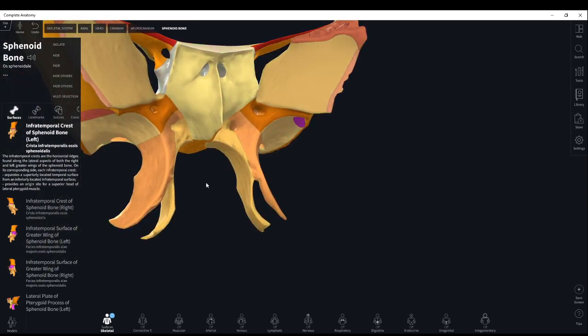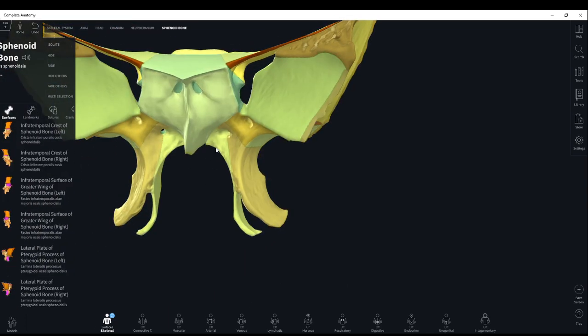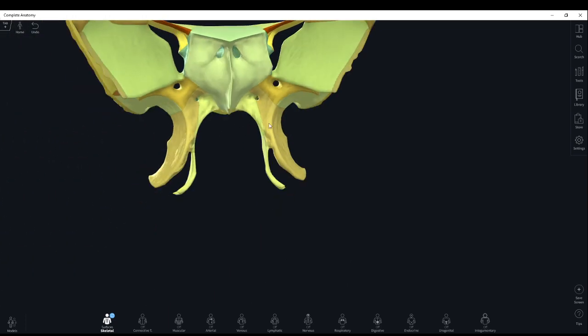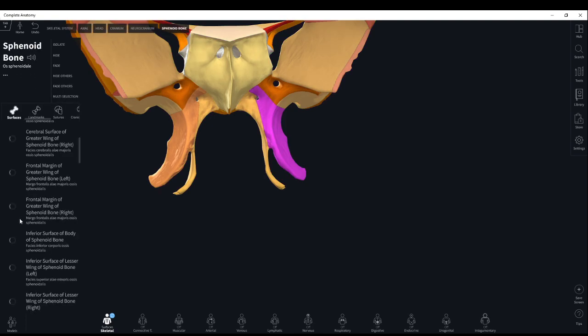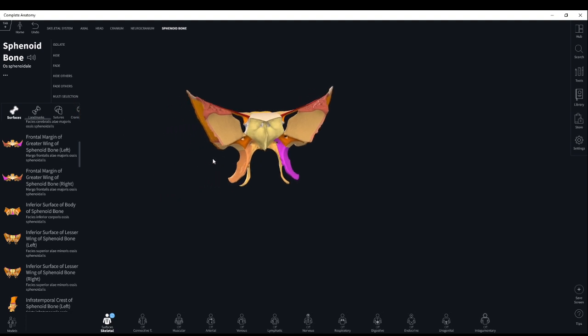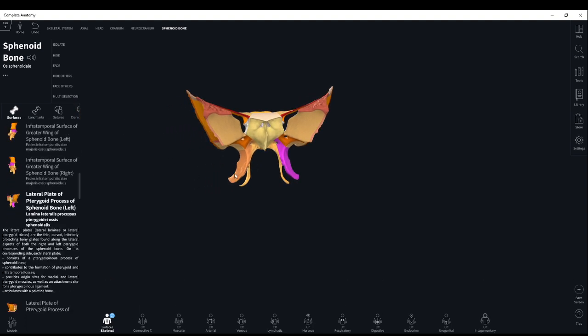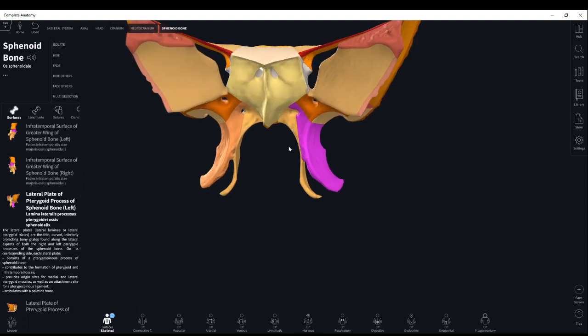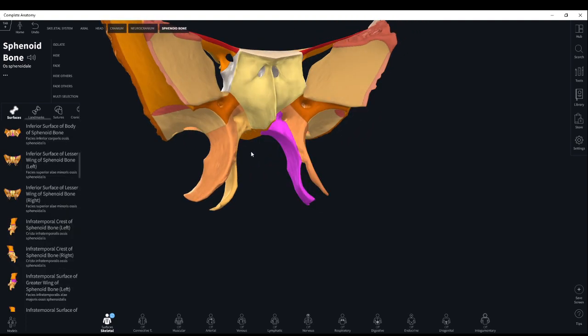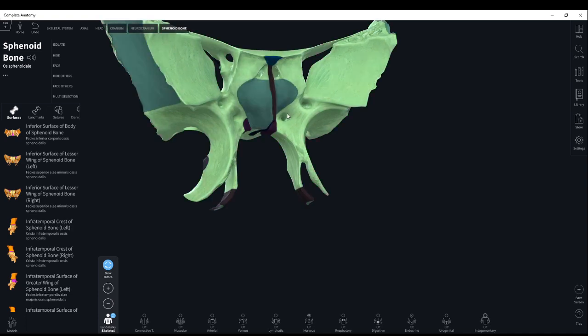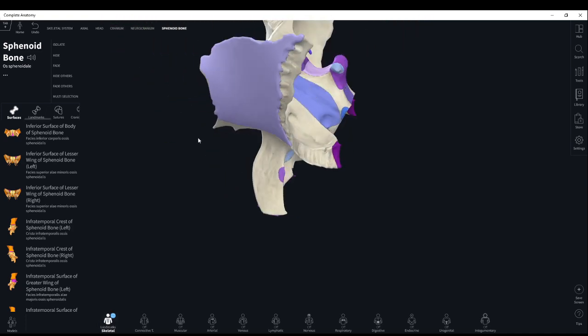The processes, the pterygoid processes of the sphenoidal bone, have only two surfaces, which present as laminae. This is the medial lamina. This is the lateral lamina, lamina lateralis, lamina medialis of the pterygoid process. And the most interesting part of this bone is its structures.